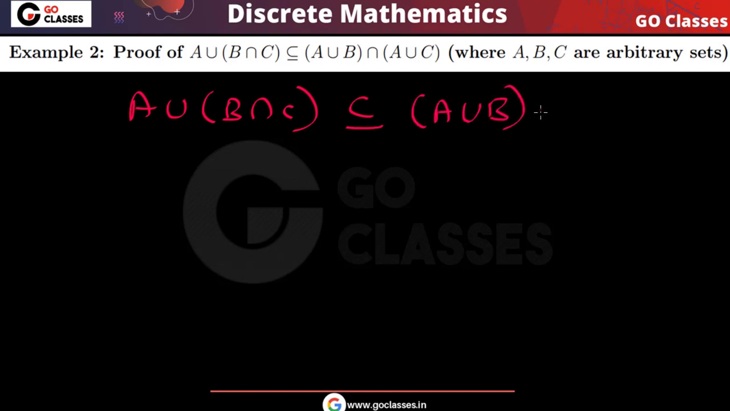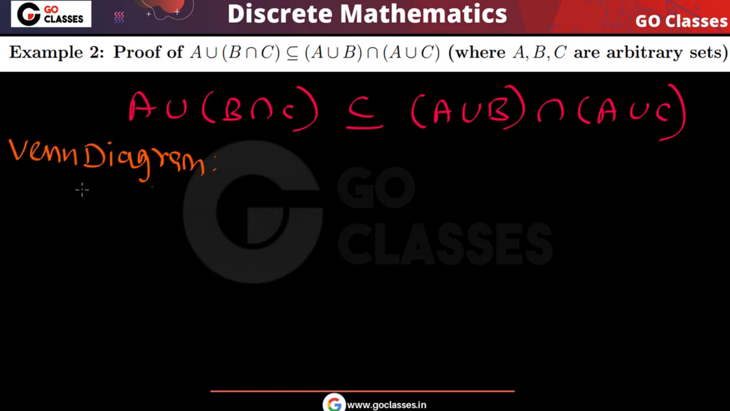Let's see the next proof. Now let's prove that A union (B intersection C) is a subset of (A union B) intersection (A union C). This is what we have to prove. First we will prove it by method 1, that is the Venn diagram. Let's apply the Venn diagram method, and this is the simplest method.